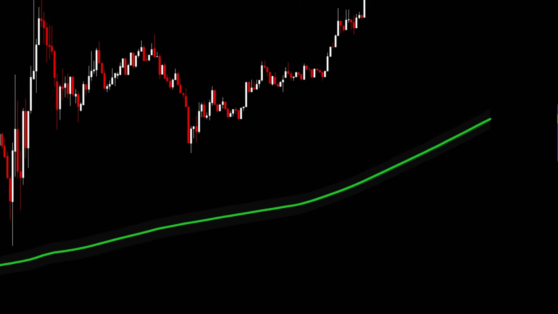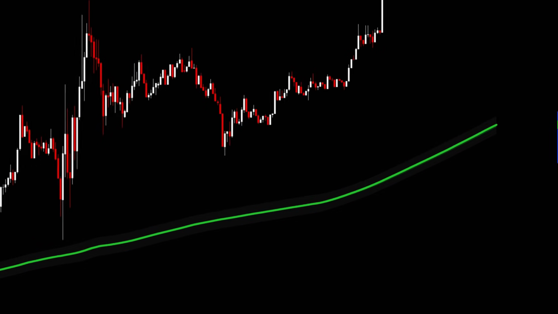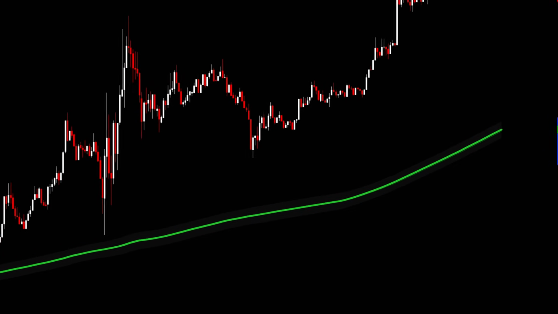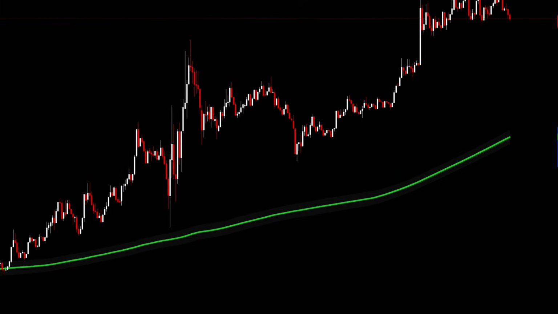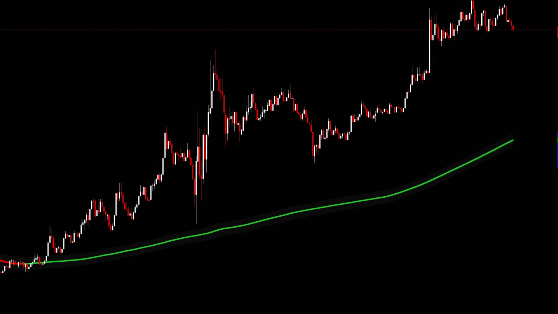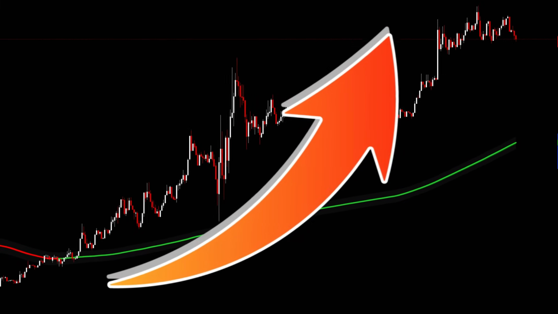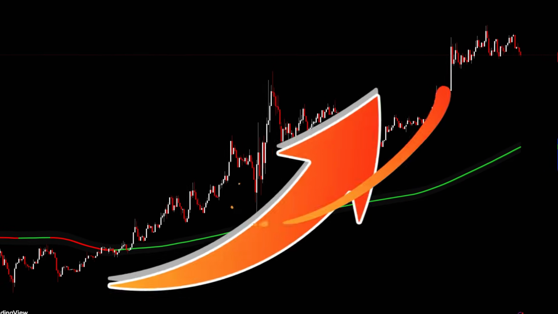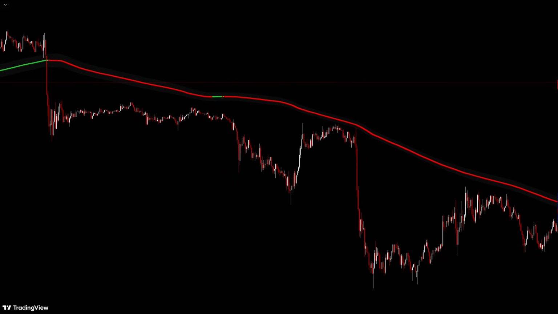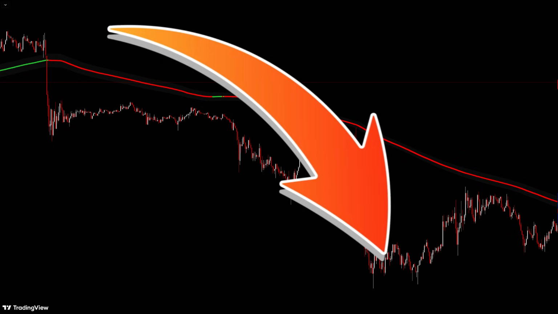Now let's slow down and make sense of it. Green ribbon means the market is bullish. The trend is up. So if price is above green, only look for buy signals. Ignore any sell signals. Red ribbon means bearish, the trend is down. Price below it, only look for sell signals. Anything else, stay out, stay flat.